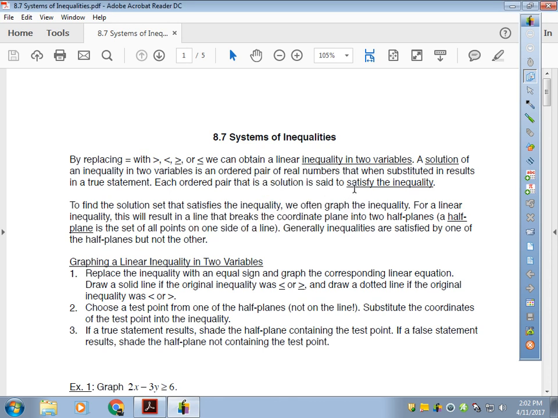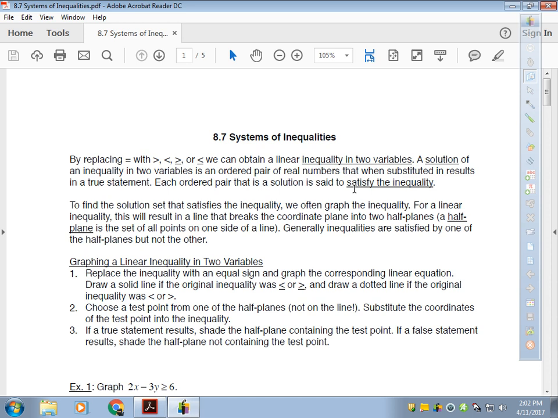Alright, so these are the notes for 8.7, which is about systems of inequalities. In 8.1 and 8.2, we looked at how to solve systems of equations, but here we're going to have inequalities. We're going to have greater than or equal to, or less than or equal to. Now, a solution to a system of inequalities is any point (x, y) that, when you plug it into the inequality, makes the inequality true.